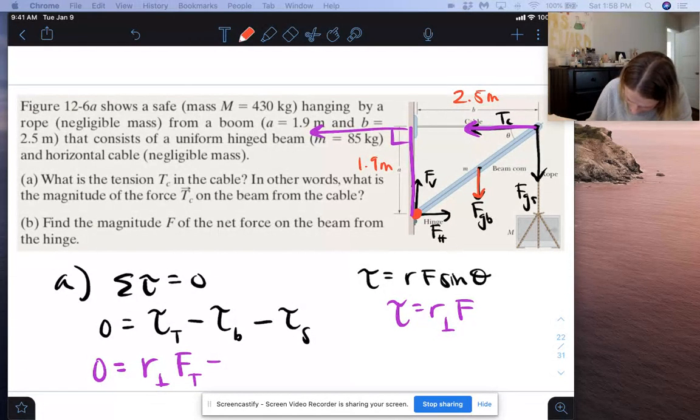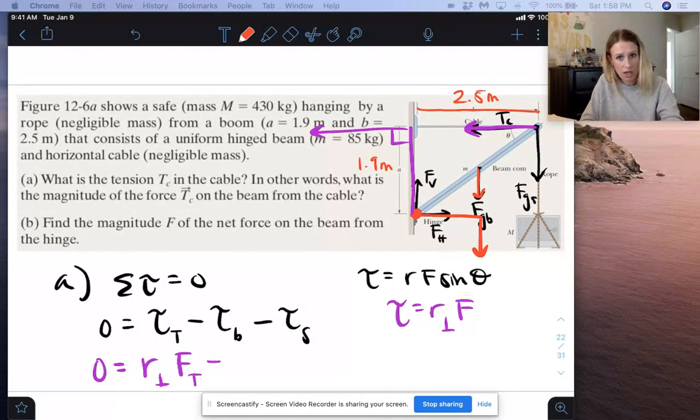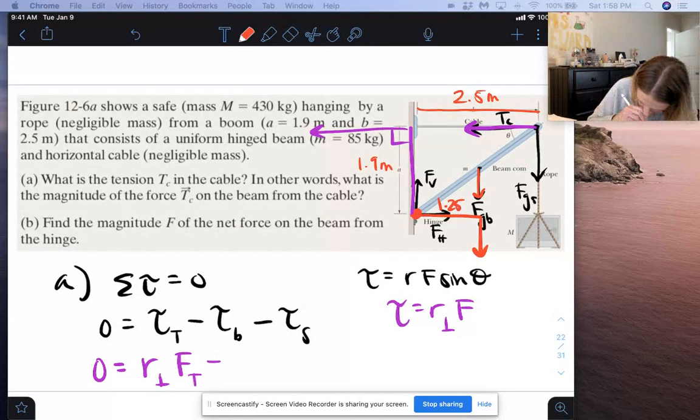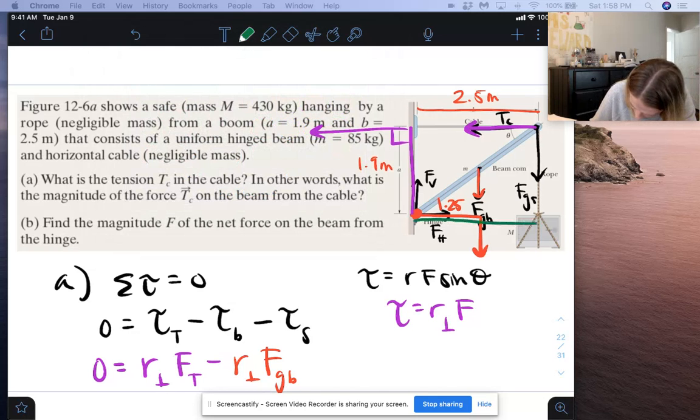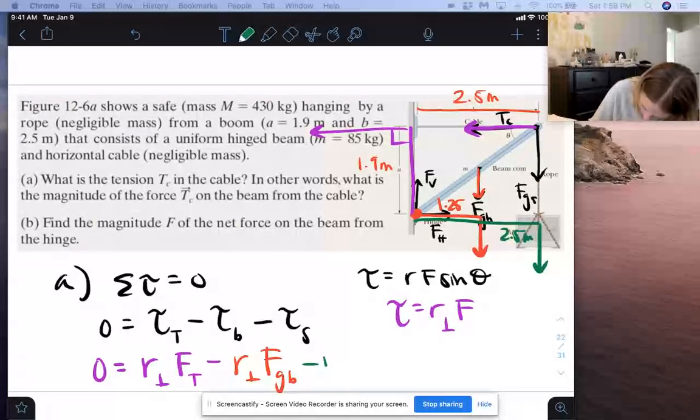And I know that this distance across is 2.5 meters. So what that means is that the perpendicular distance from the hinge, or the axis of rotation, to where the beam's weight is acting is going to be 2.5 divided by 2, or 1.25. So this is going to be 1.25 for our beam. Our R perpendicular is 1.25 times the force of gravity of the beam. And for our safe, the distance from the axis of rotation to the safe is that 2.5 meters. So that's going to be our R perpendicular for the safe times the force of gravity of the safe.